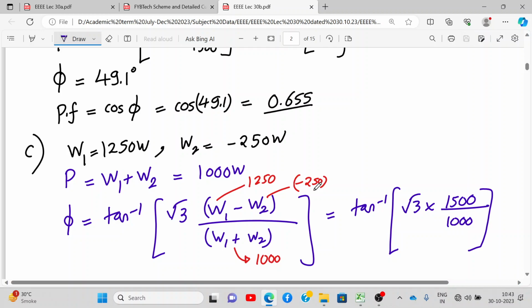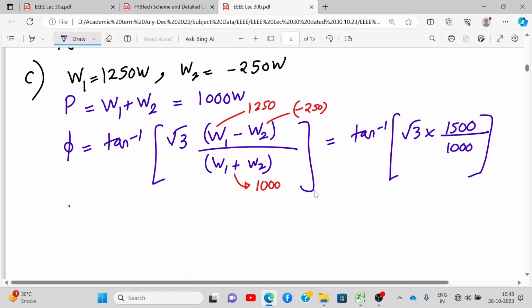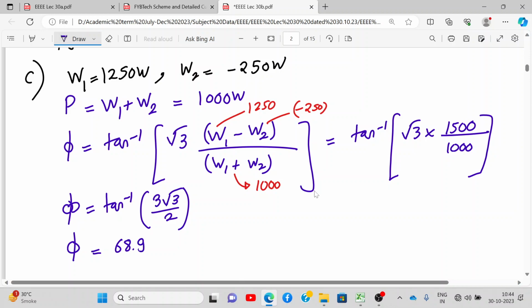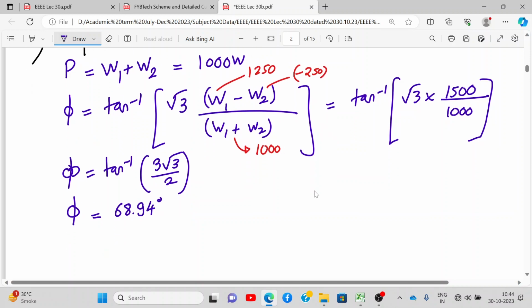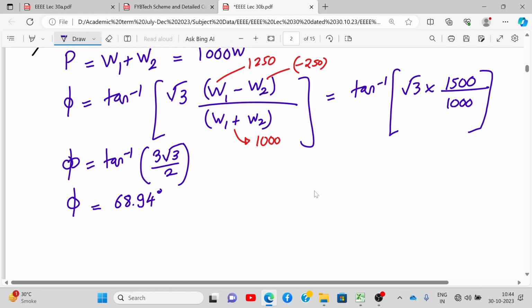Alright? So that will be, phi will be tan inverse of 3 root 3 by 2. So calculate phi, 68.94 degrees. Can you cross check?